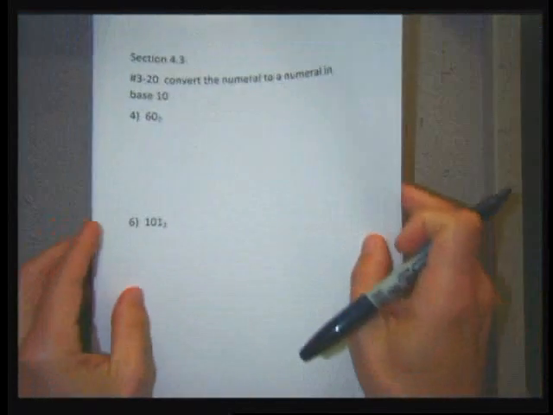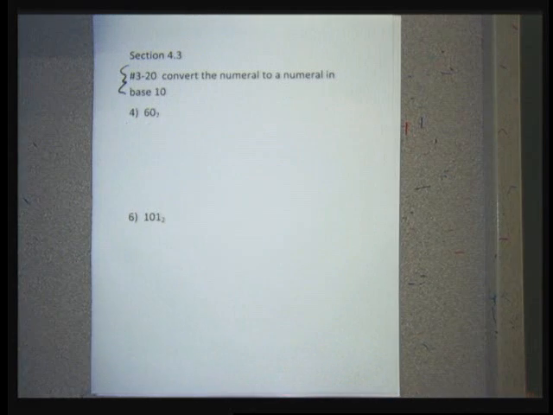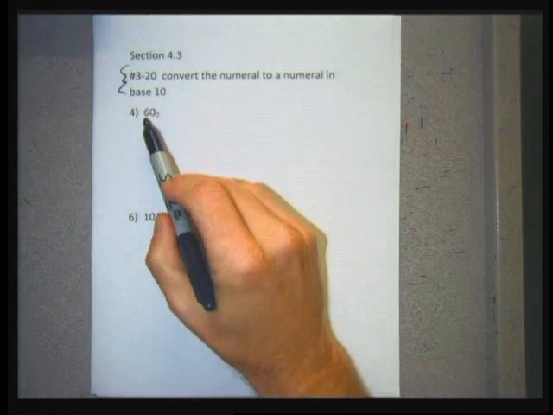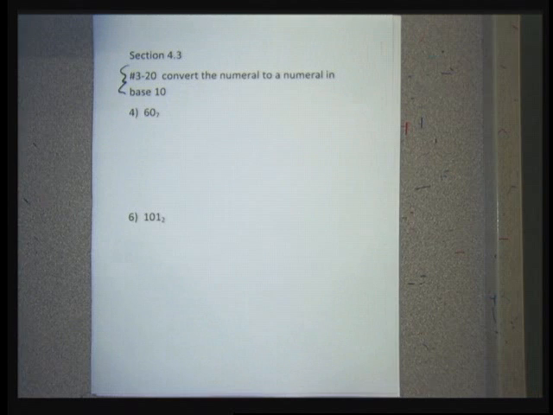And there are only 2 groups of problems that I assigned in section 4.3. The first problems ask me to convert a number that's given in another base and make it into a number in base 10. So in number 4, I see the number 60, and it says this is a number in base 7, and I need to convert it to a number in base 10. And this isn't terribly hard to do.